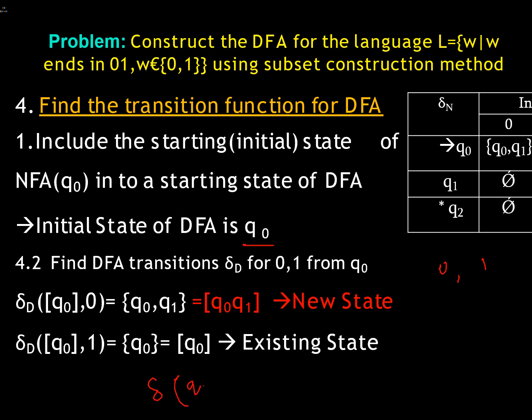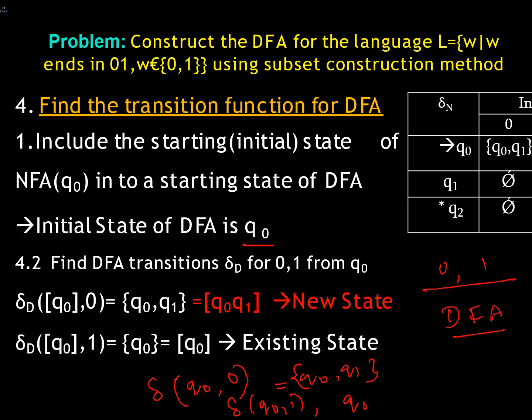I'm going to say delta of Q0, 0. Q0 on 0 goes to, from the previous NFA transition table, Q0, Q1. And delta of Q0, 1: Q0 on 1 goes to Q0. So far in the DFA we have considered only one state, Q0. We just started with Q0.